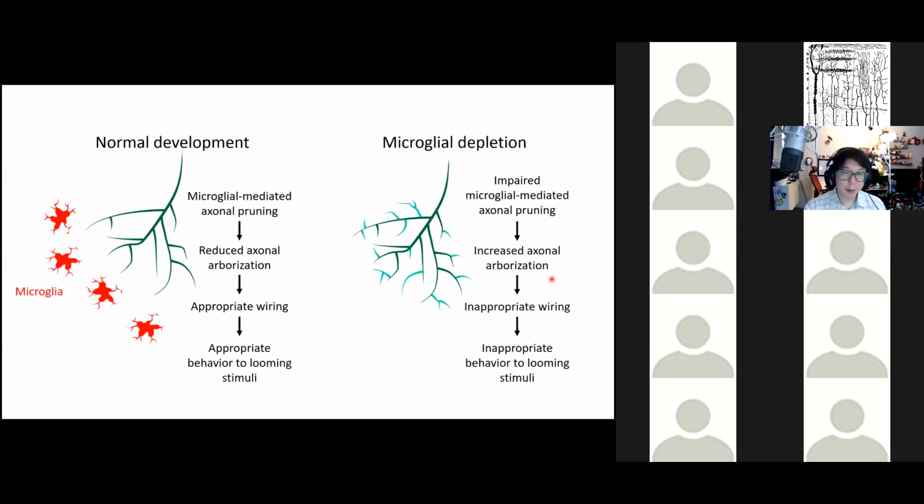So clearly microglia are playing some role in the proper function of the retinotectal circuit. And while we observe that microglia are trogocytosing axons, it's still unclear whether the effects of microglia depletion on axonal pruning are occurring through trogocytotic mechanisms.